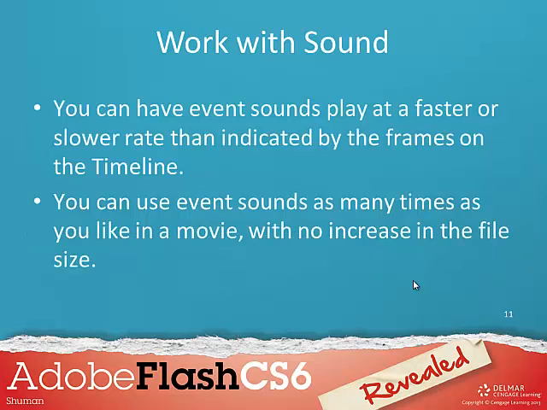You can have event sounds play at a faster or slower rate than indicated by the frames on the timeline, and you can use event sounds as many times as you like in a movie with no increase in the file size because they're already part of it. You also have the repeat feature, which lets you play a sound a specified number of times. It's useful in certain situations, such as creating background music for a movie. If you want your audio to loop continuously, you can select the loop option by clicking the repeat list arrow in the sound area on the Properties panel and selecting loop.